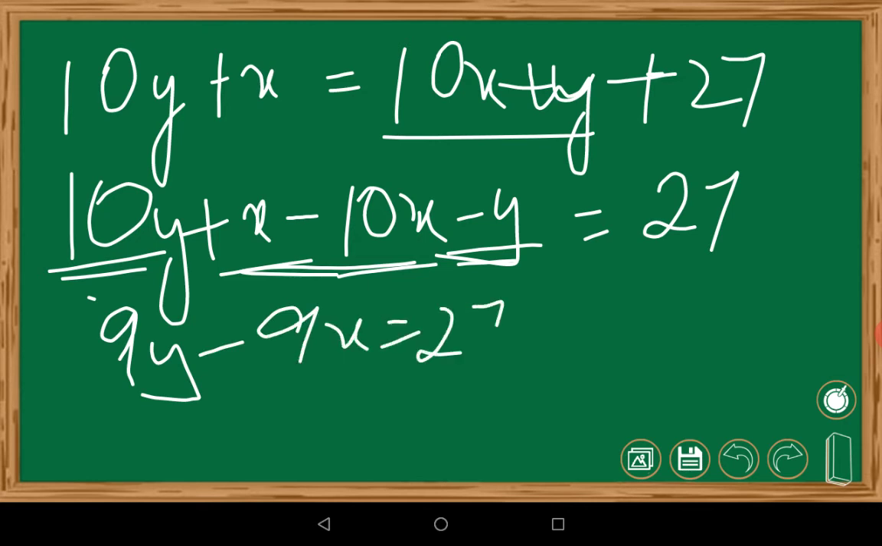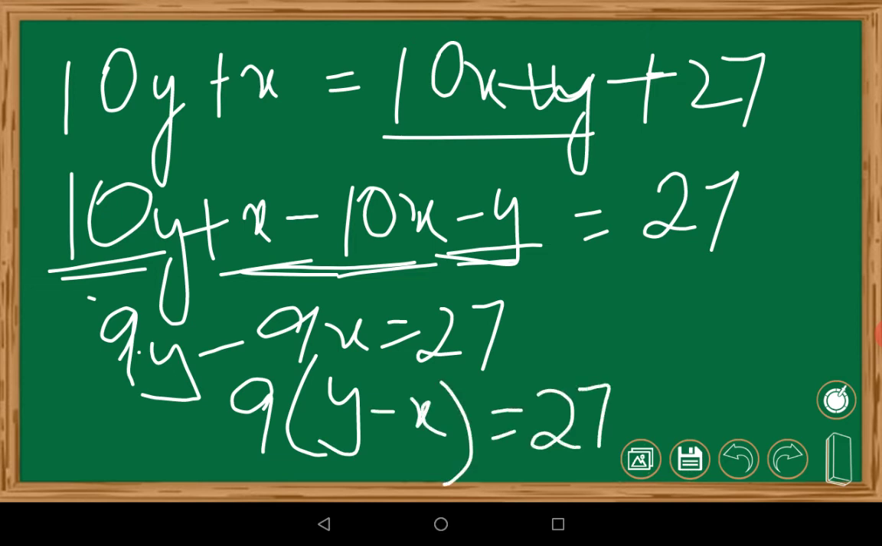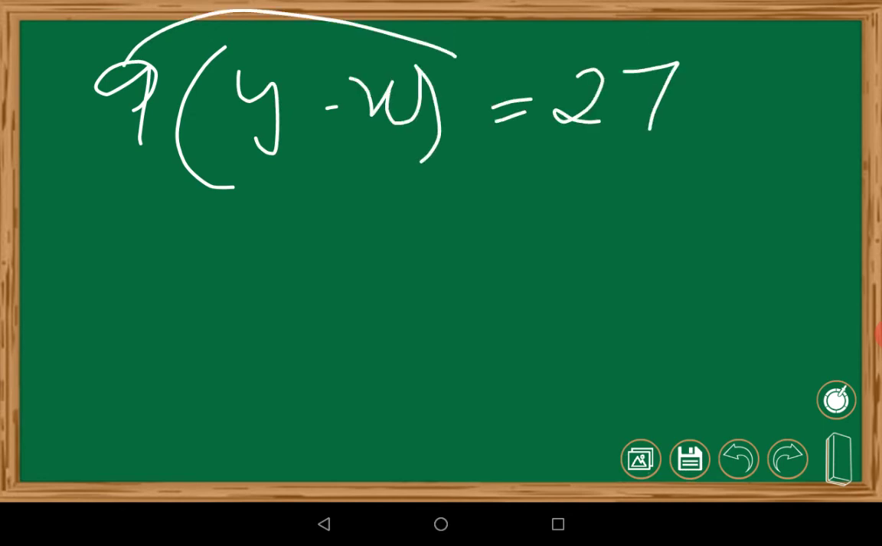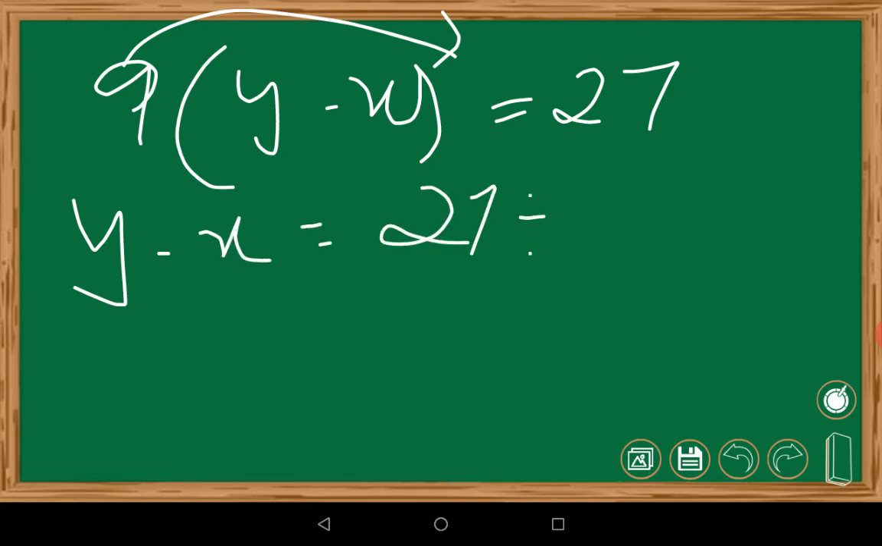Clear? Now we can take this 9 as common, right? And then we can do 9 in brackets y minus x, that will be 27. Clear? So now what will happen? Obviously 9 into y minus x is equal to 27. So this 9 can be transposed to that side, so it becomes division. Now y minus x is equal to 27 divided by 9. Now what is going to be the answer? y minus x is equal to 3.